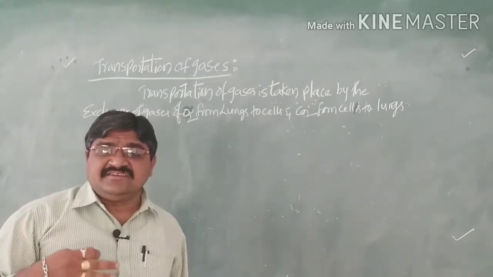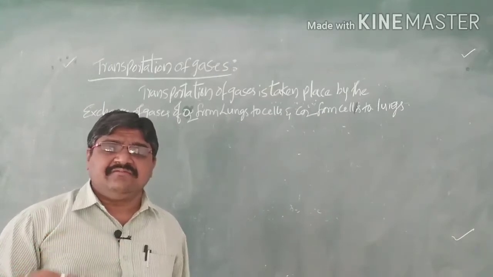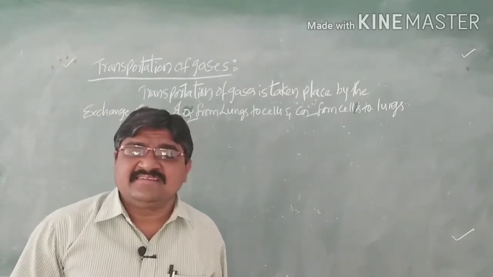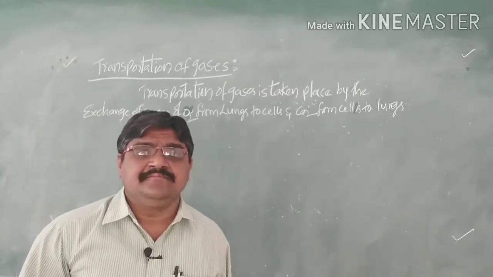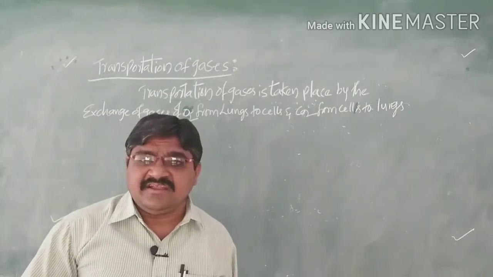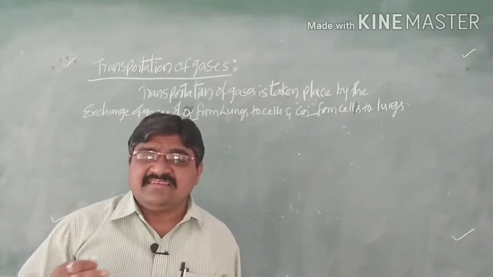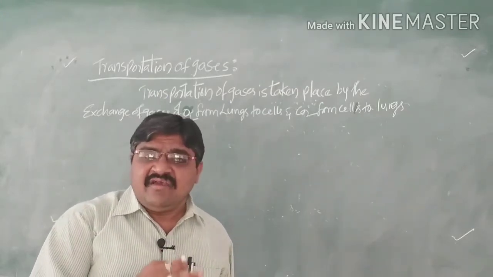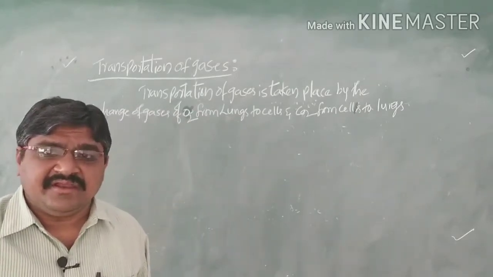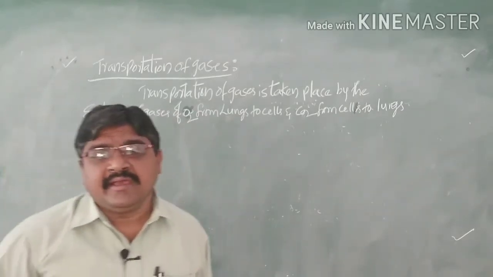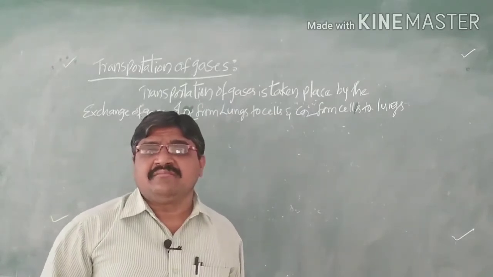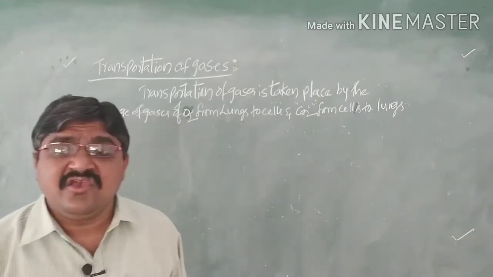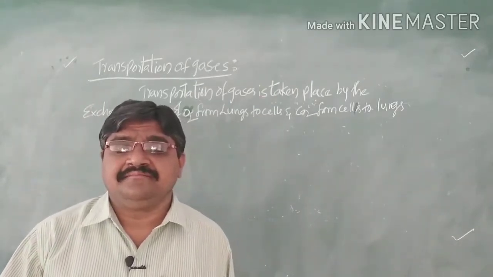Oxygen is transported from the lungs to different parts of the body, to the cells, where the oxygen is utilized. Again, what is the metabolic waste? That is the carbon dioxide, which is released from the cells, carried by the blood, and enters the lungs, and through the lungs it is eliminated from the body. So this is how the transport of gases takes place, mainly for the exchanging of gases.